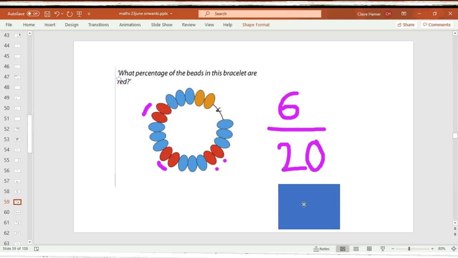Hoping you said 20. Okay. 20 beads in the whole, 6 are red. So the fraction is 6/20. That's not the answer to the question though, because the question said percentage. Which number goes with percentage? I'm hoping you said 100. Now, if you haven't already, see if you can complete this, otherwise I'm going to give you the next step.